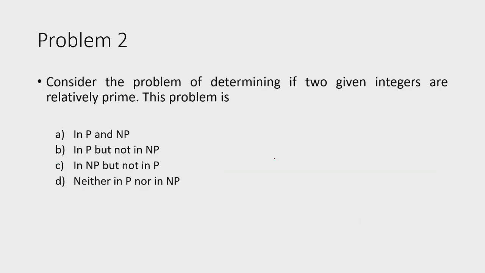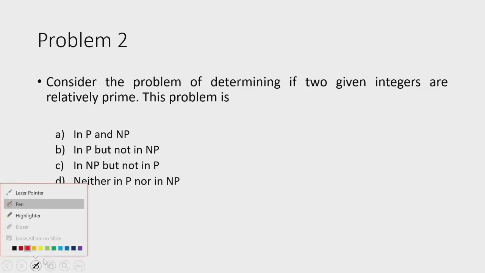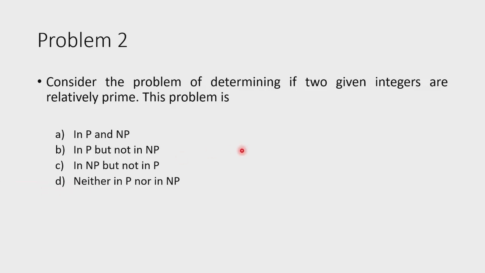The next problem is, consider the problem of determining if two given integers are relatively prime or not. Before we go to the options, do you know what relatively prime integers mean, or should I explain it? Co-prime numbers, so their greatest common divisor is just 1. Right. So the question is, is this problem in P and in NP, in P but not in NP, in NP but not in P, or neither in P nor in NP.